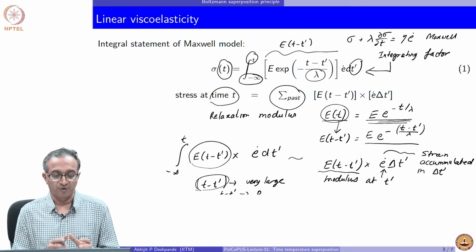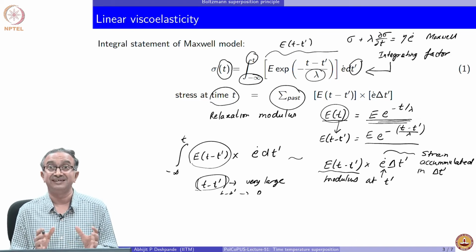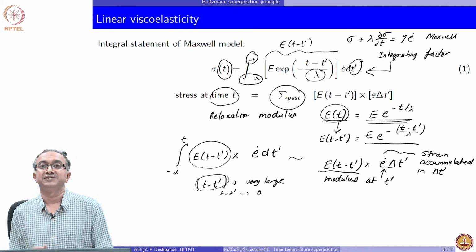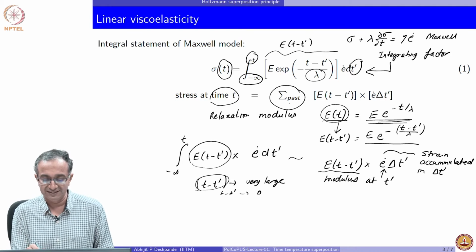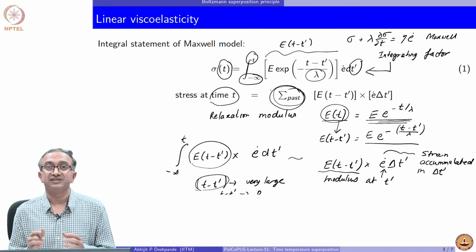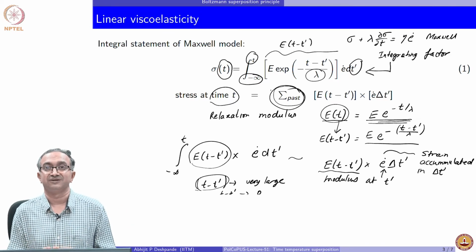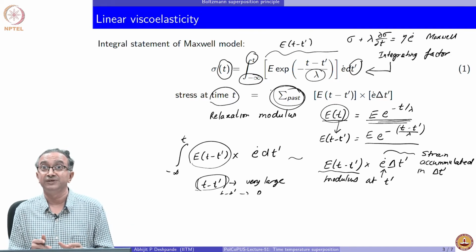So, what we have in all of this is basically the present state of stress related to whatever is the past deformation. In effect, what we are saying is you sum up all the stresses which are there in the material due to past deformation, and you get the present state of stress. Effectively, what we are doing is superposition.